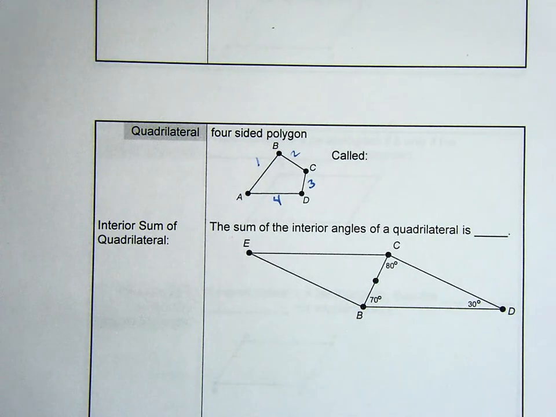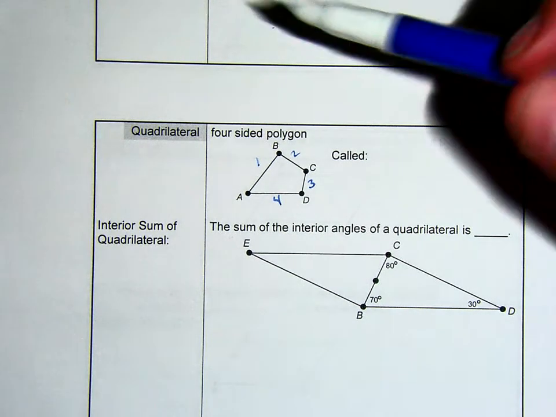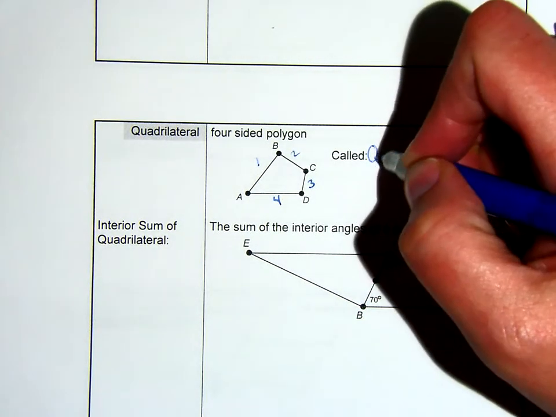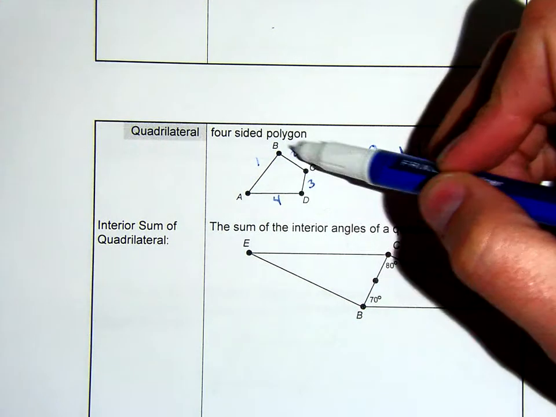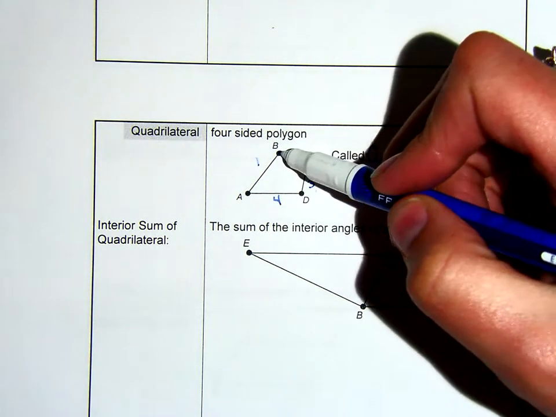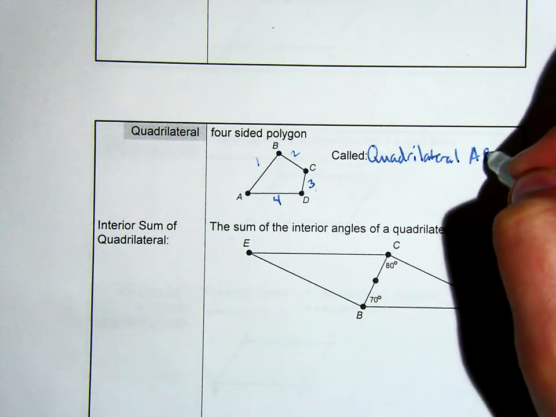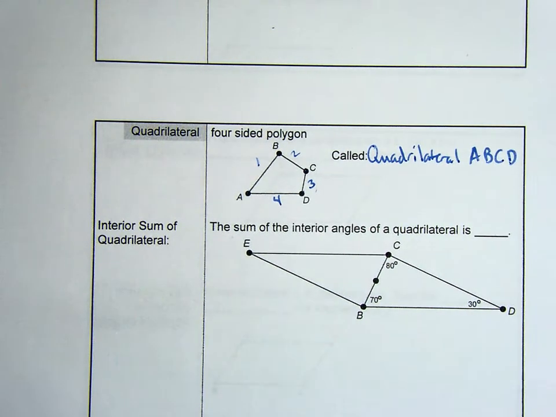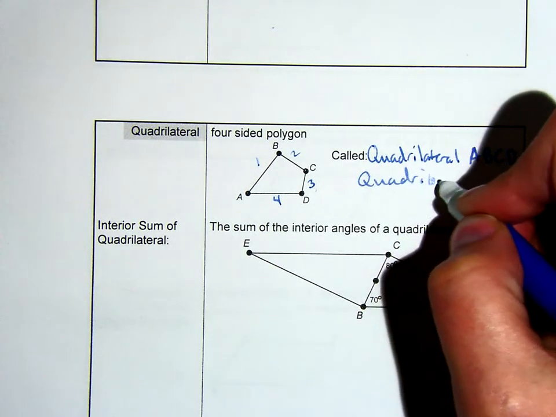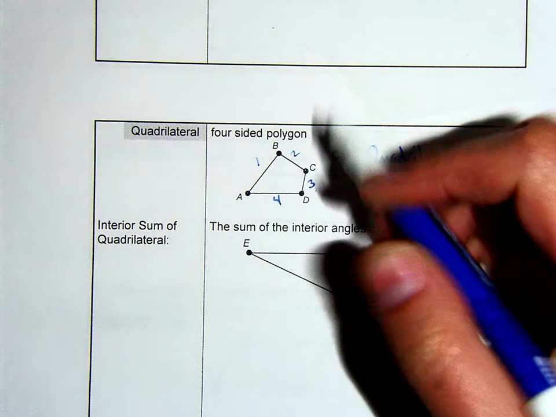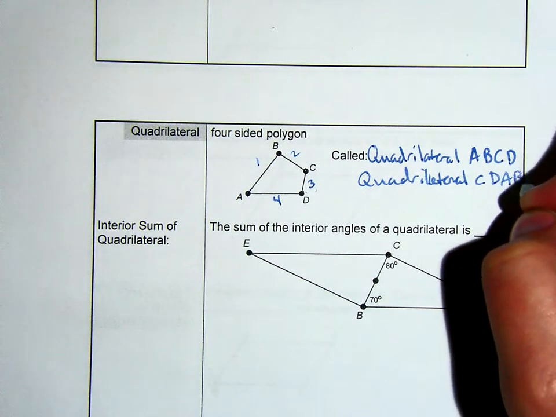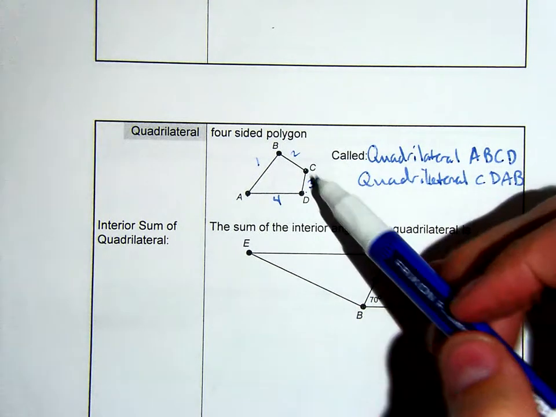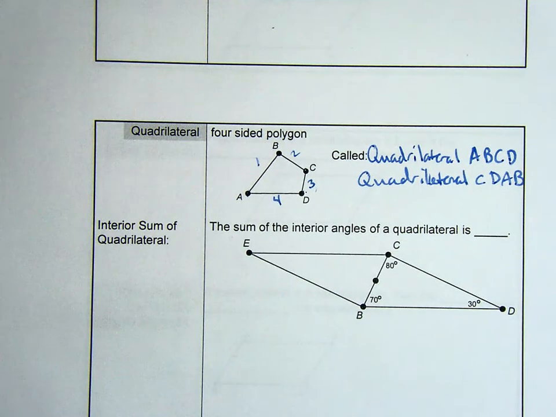In order to name a quadrilateral, we use our vertices. So I am going to call this quadrilateral, and I start at a point and I go around. So A, B, C, D. You don't have to start at the lowest or the first in alphabetical order. We could have also called this quadrilateral C, D, A, B. As long as we go around, we're okay. We cannot go through the middle of the quadrilateral.